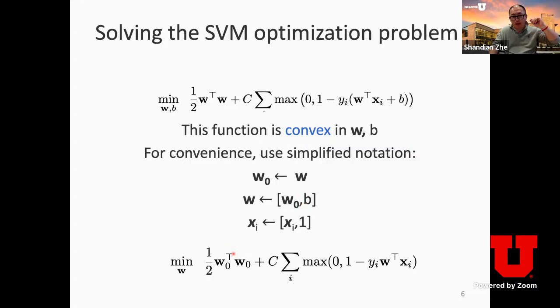The first term, the regularization term, remember we just changed notations. This is about the norm of the weight vector about the features, so it's W naught transpose W naught. And here, because we use the notation simplification, the prediction score is just the inner product of the augmented weight vector W with the augmented feature vector xi, and then multiplied with yi. Any questions so far?